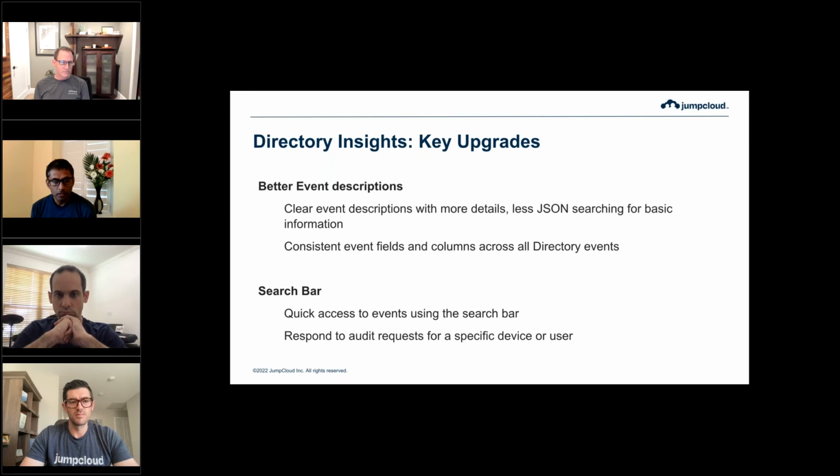So 2 things. The first one is an improvement to what we have: better event descriptions. If you go and look at a Directory Insight object today, there are 2 things. One is an English description of what the event is all about. Today we're lacking in details; there's a lot more information in the JSON that we can bubble up to the English description, the description that each event provides. We are definitely doing that.